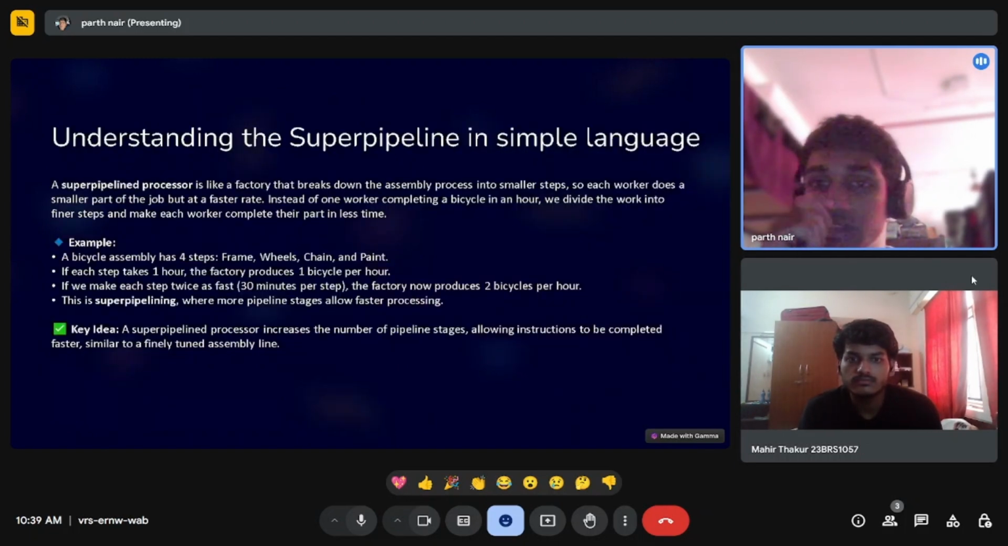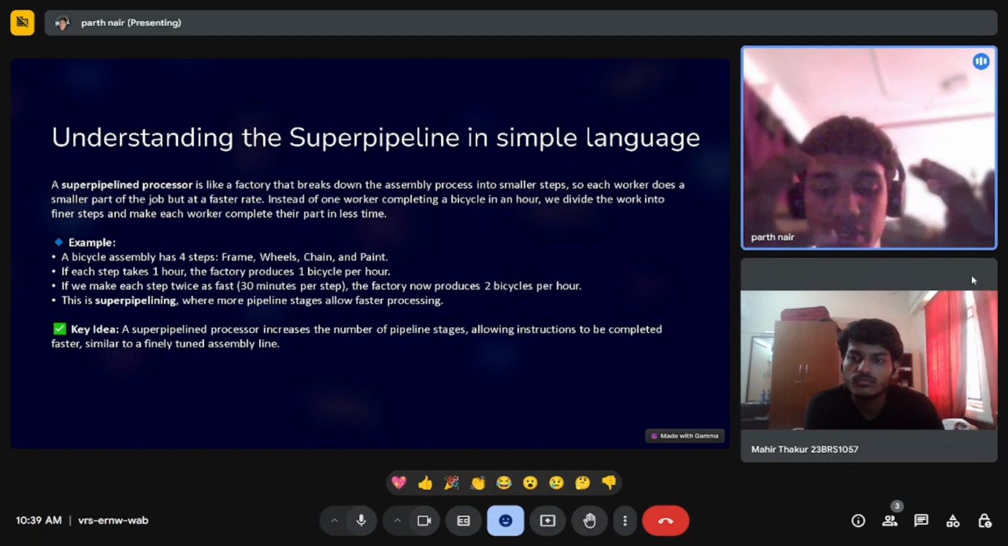To understand this in simple language, a super pipeline processor is like a factory that breaks down the assembly process into smaller steps. So each worker does a smaller part of the job but at a faster rate. Instead of one worker completing a bicycle in an hour, we divide the work into finer steps and make each worker complete the part in less time.